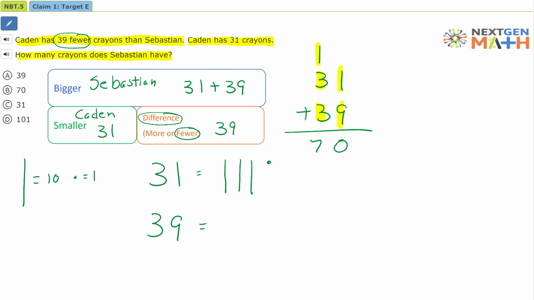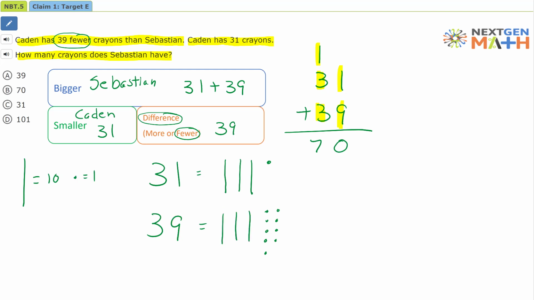Next, we're going to build 39. 39 also has 3 rods. We can see the 3 groups of 10 for the 3 rods, and now we have 9 ones. So here are 9 ones. 3, 4, 5, 6, 7, 8, 9. There are 9 ones. So now we've built our model very nicely.